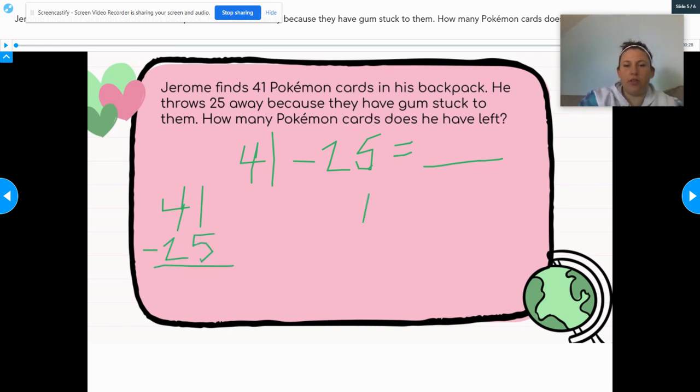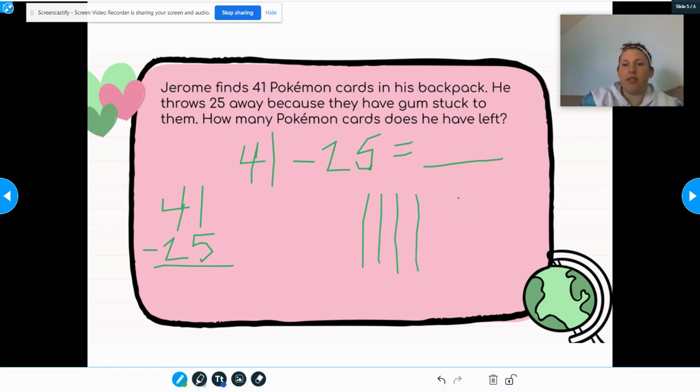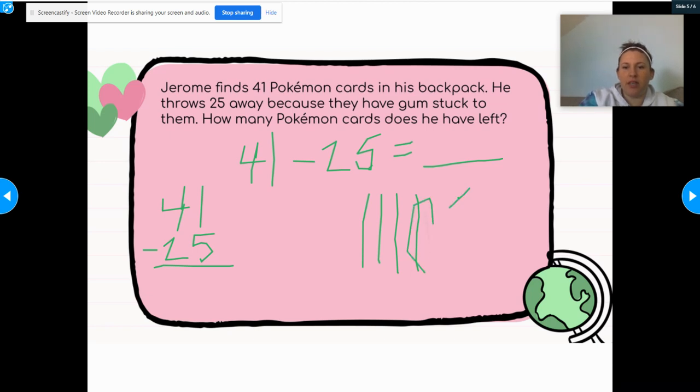Subtract them that way, or you can make the number 41 with your 10 sticks and 1's cubes, and then take away the number 25. So I can take away 1. That's not enough, so I have to go borrow one of my 10 sticks and say bye, Felicia. Do a magic trick. You're a magician. Turn into 10 ones, and now I can take away 5.